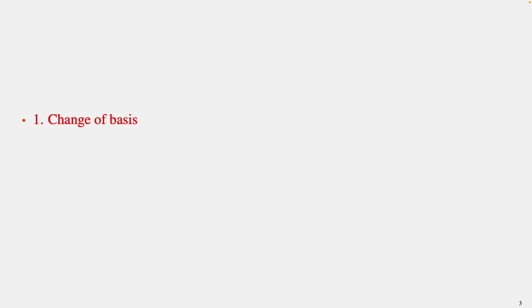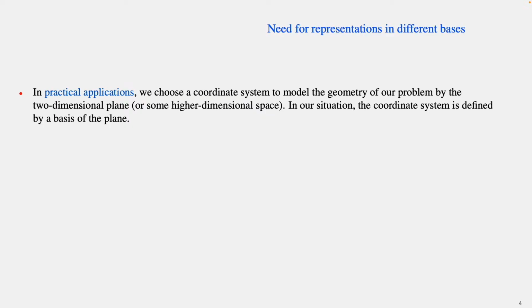So let's start with a change of basis. Now, why do we even need to consider such things? In practical applications, when we apply linear algebra to real-world problems, we choose a coordinate system somehow, and we do this to model the geometry of our problem. Now, in our setting here, we restrict ourselves to the two-dimensional plane, and a coordinate system is defined by a basis of the plane. So we pick two linearly independent vectors, and then we can express any other vector as a linear combination of those two. And the coefficients of this linear combination are the coordinates.